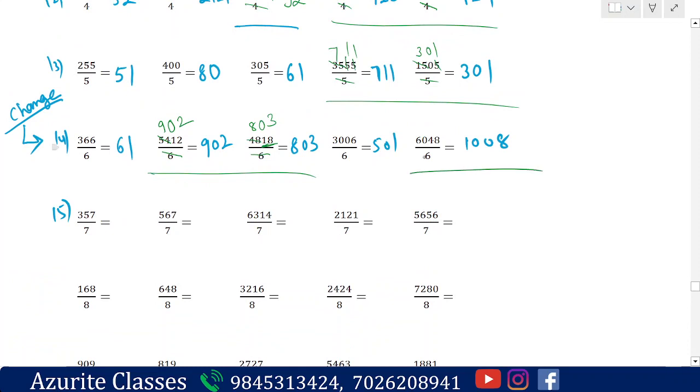So here if you see, 6 ones are 6, 0 is there, 6 zeros are 0. Now 4 is smaller. What do we have to do? Zeros we have to take, and now it will become 48. 6 how many are 48? 6 eights are 48. So the answer is 1008. That is correct. Understand? Okay, good. That is how you have to do.